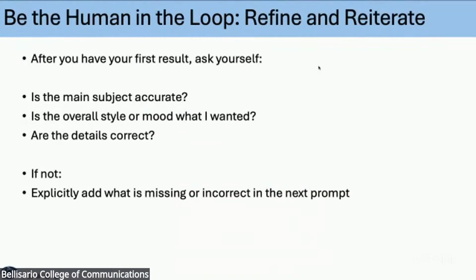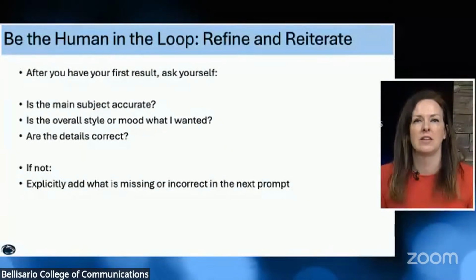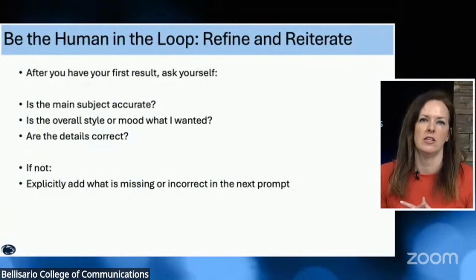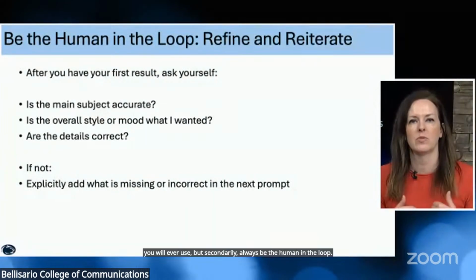Okay, so we've talked about a lot of tips and tricks. I have one more before we get into some demonstrations. And just remember, the main principle we're talking about today is that this is the worst AI you will ever use. But secondarily, always be the human in the loop, because you're going to get an image. It's almost never exactly the image that you are looking for. So you're going to want to refine and reiterate. And that's where you really come in.